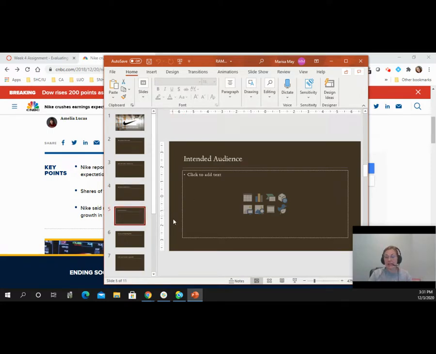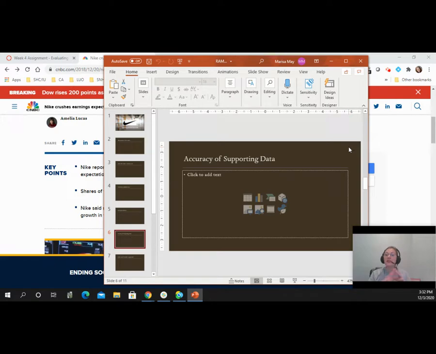Intended audience. Was this written to the consumers of Nike? Was this written towards investors at Nike? Was this written toward the competitors at Nike? So when you read the article, take a look and see if you can decide who was intended to be the audience.